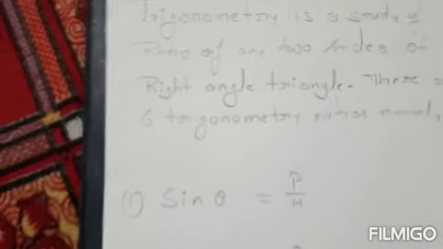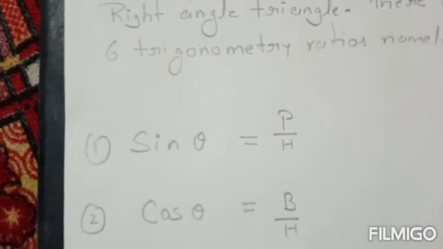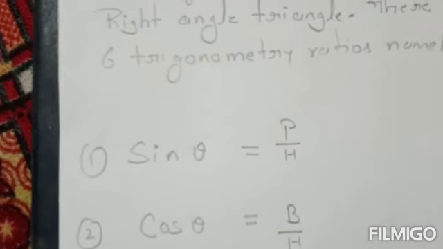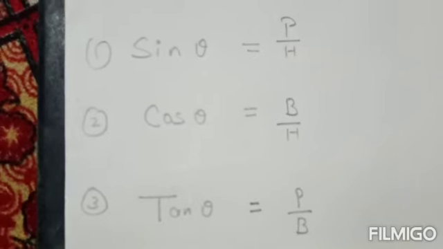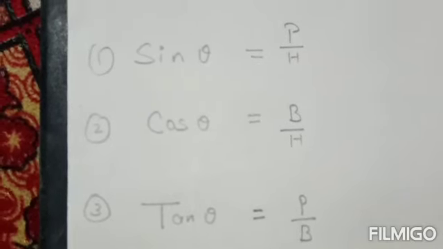Now there are 6 trigonometric ratios, namely the first one is sine theta, which is equal to perpendicular upon hypotenuse. Second is cos theta, which is base upon hypotenuse, and third is tan theta, which is perpendicular upon base.